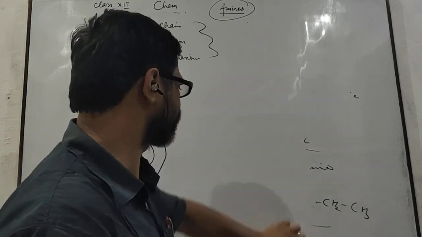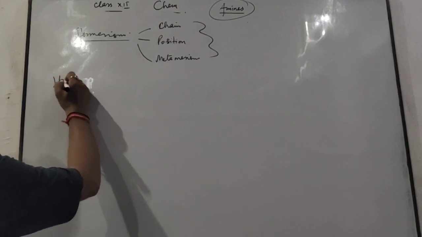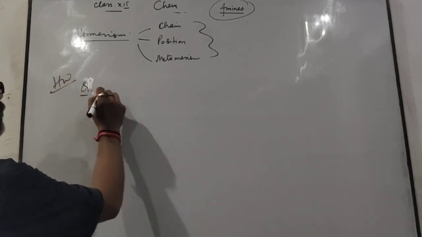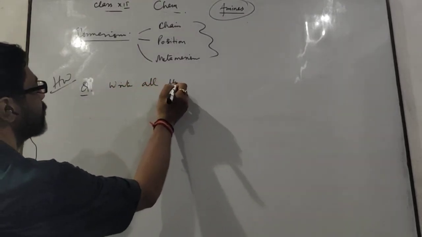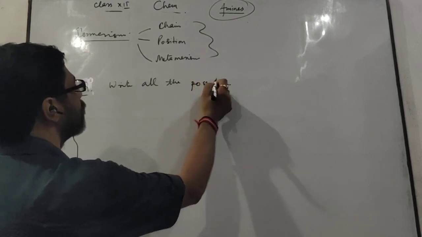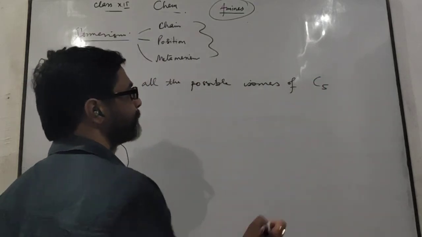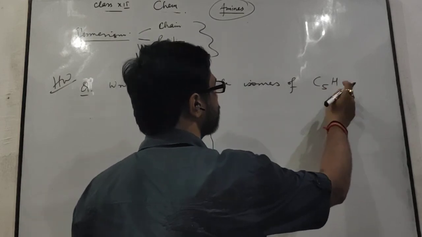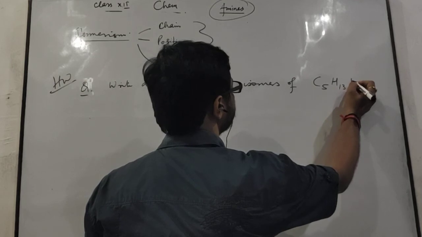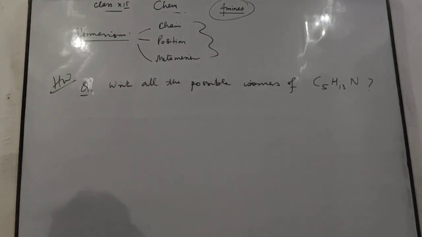One question to write the isomers of, you write a homework as a write all the possible isomers of C5H13N. 5 2s are 10 plus 1 is 11 plus 13, C5H13N. Write all the possible isomers of C5H13N, or you can draw all the possible isomers.